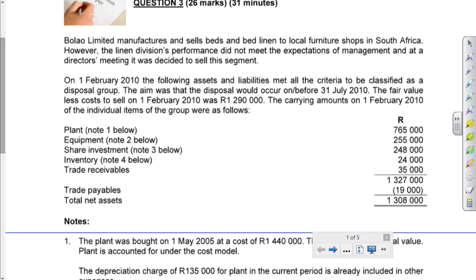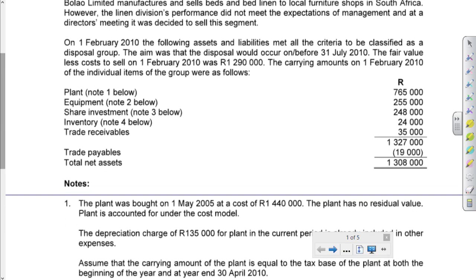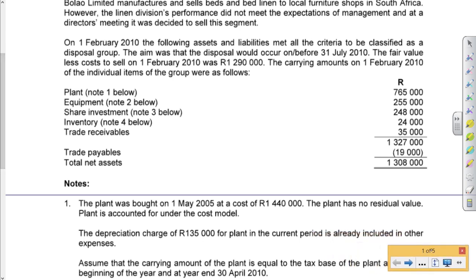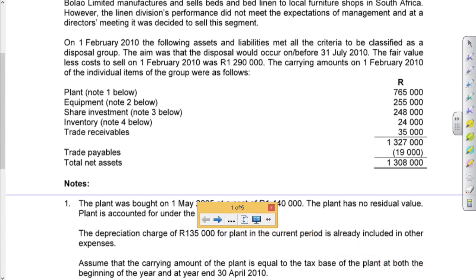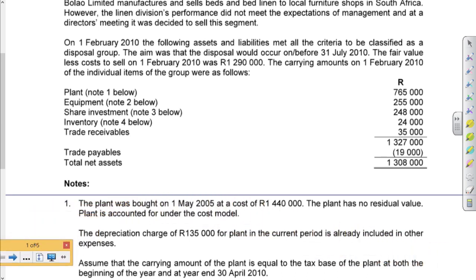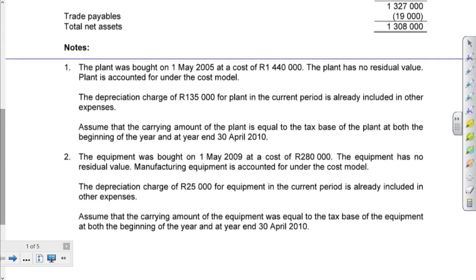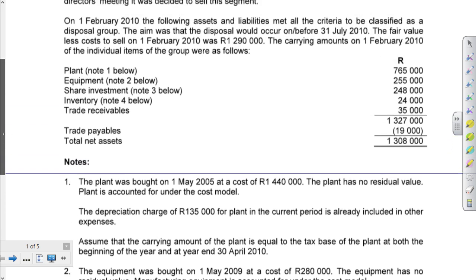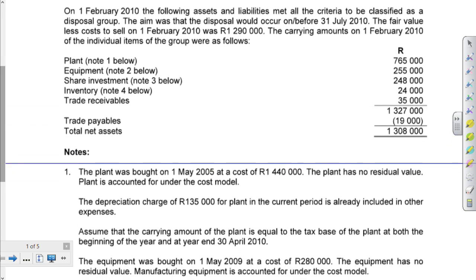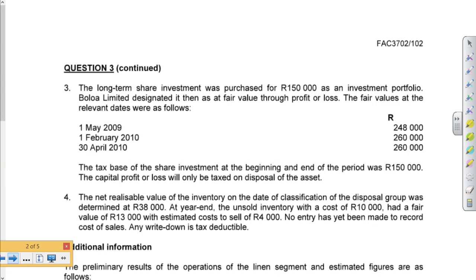Then they have the notes about the different items. So they say the plant was bought the 1st of May at a certain cost. It has no residual. It's accounted for under the cost model. The depreciation charge for the current period is already included in expenses. Assume that the carrying amount of the plant is equal to the tax base at beginning of year. The equipment was bought the 1st of May. Assume depreciation is already included. So these look like these were the correct values, isn't it, at that date? Let's just see the rest.